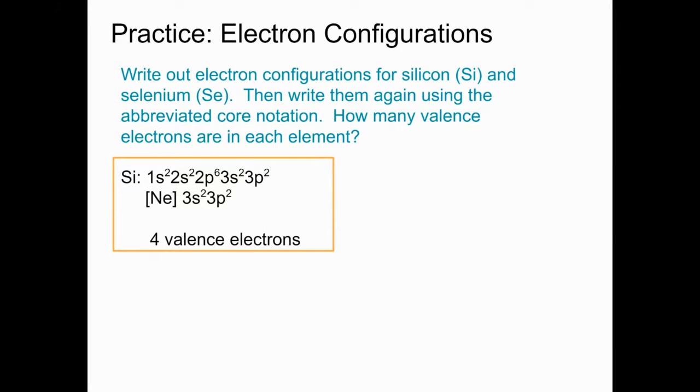So here's silicon, 1s2, 2s2, 2p6, 3s2, 3p2. And then for the core notation, you can just replace up to here with neon. And this has 4 valence electrons. So you go to the highest number, which is 3, for your principal quantum numbers, and count up all those electrons. 1, 2, 3, 4.